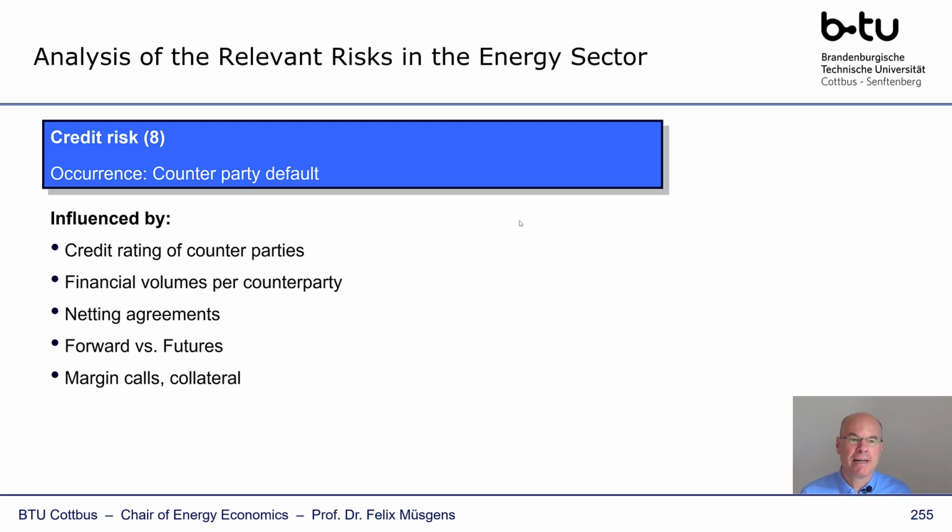And that's why it's influenced by the credit rating of the counterparty. So you can assess the likelihood that your counterparty becomes bankrupt. And that influences the credit risk, the counterparty risk. Then you can discuss financial volumes per counterparty. So not, I think the English saying is, not putting all eggs in one basket. Trading with several counterparties. So if one of them defaults, yes, it's bad, but it's not a disaster for your company. At least it doesn't trigger a chain reaction that then you bankrupt yourself, which sometimes has happened.